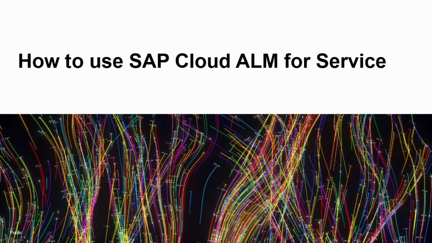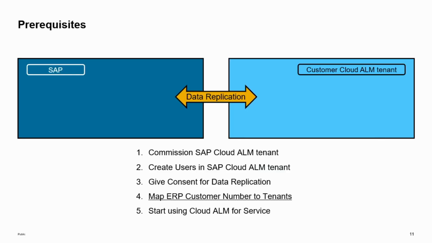Then next section, how to actually use SAP Cloud ALM for service. Let's become a bit more concrete. And some of you may have seen this slide in the keynote already. Well, let me go a bit into the detail. If you do not have a Cloud ALM tenant yet, then you take the decision to go for it, of course, and then you have to commission it. You create users on that tenant, a service collaboration administrator. We need a project administrator because our issues and actions management builds upon the project management part of Cloud ALM.